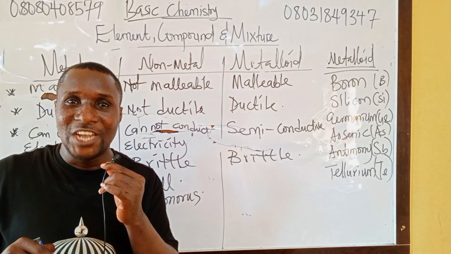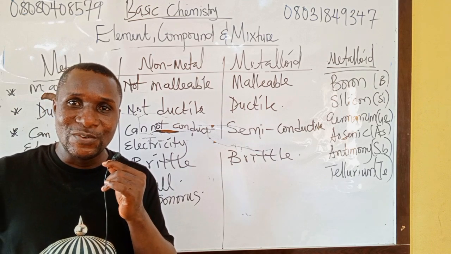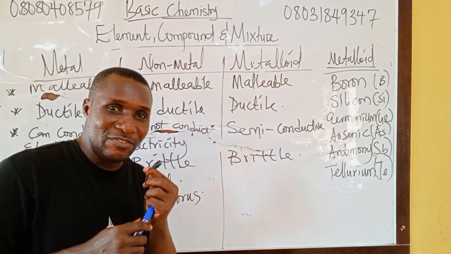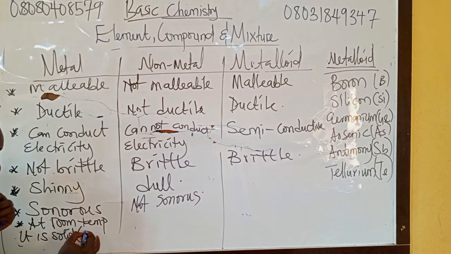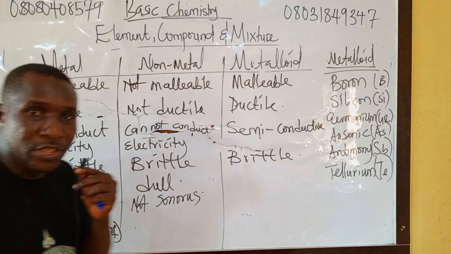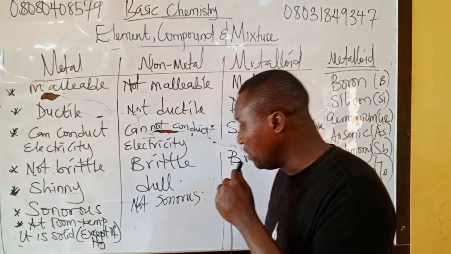Take note. It's there in your jar, in Waheg. Take note of that. At room temperature, metals are solid, except for mercury. Mercury is liquid at room temperature. Take note of that.